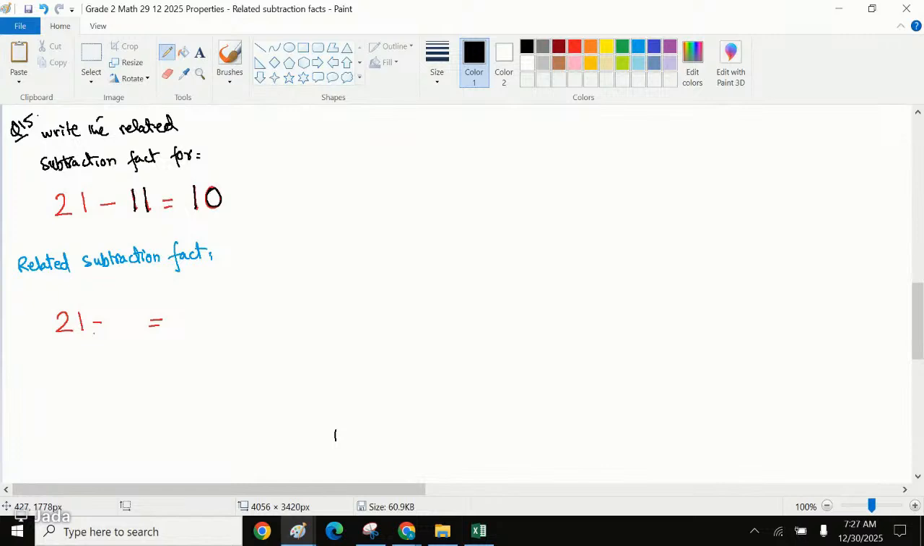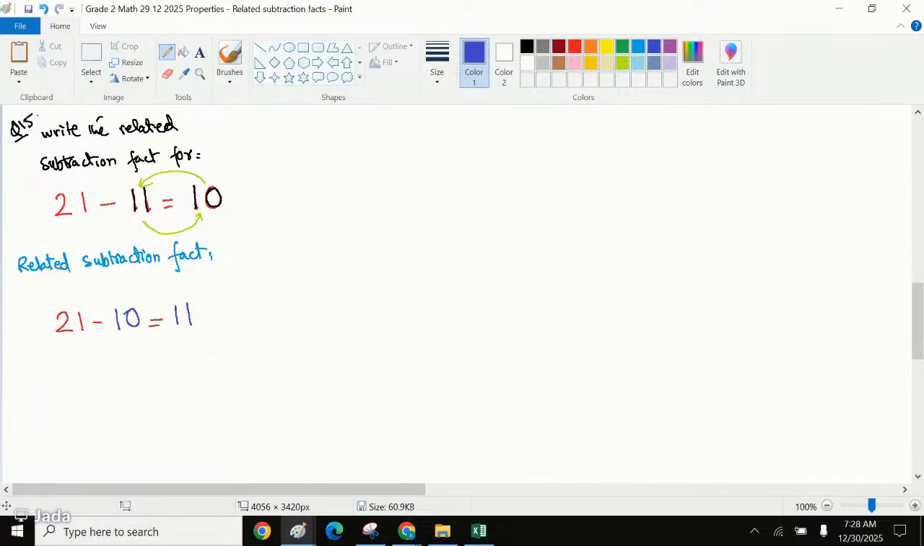21 minus 11 was 10. And when we do the related subtraction fact, the first equation given was 21 minus 11 is equal to 10. When we apply the related subtraction fact, we swap their positions, right? We agree that the positions are swapped. So what are the two numbers that are being swapped? This and this. The positions are being swapped. So the final answer should be 21 minus, yes, thank you, May, for the answer. That would be 21 minus 10 would be equal to 11. Thank you. That's a perfect answer.